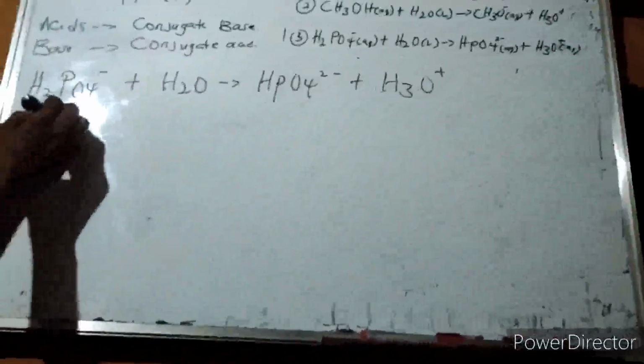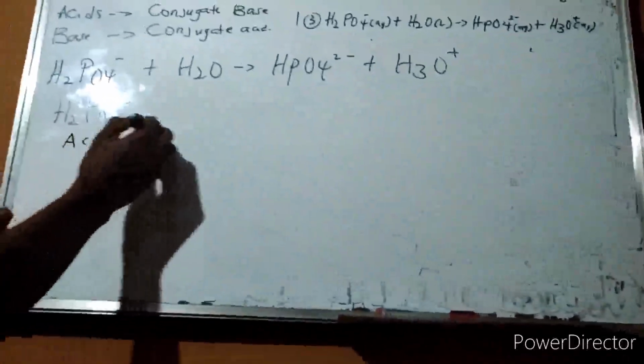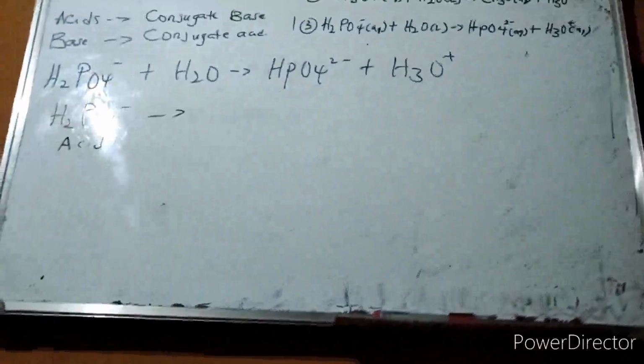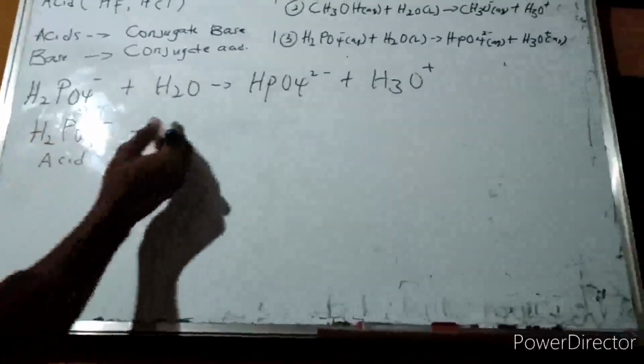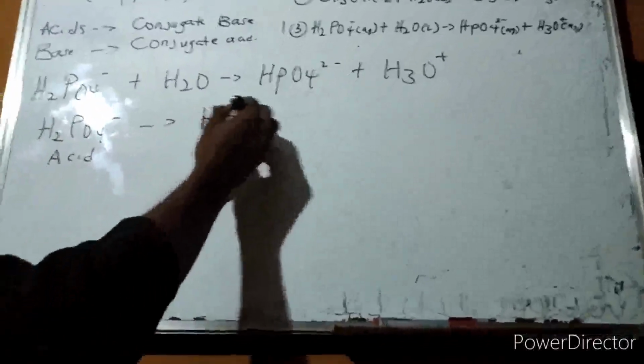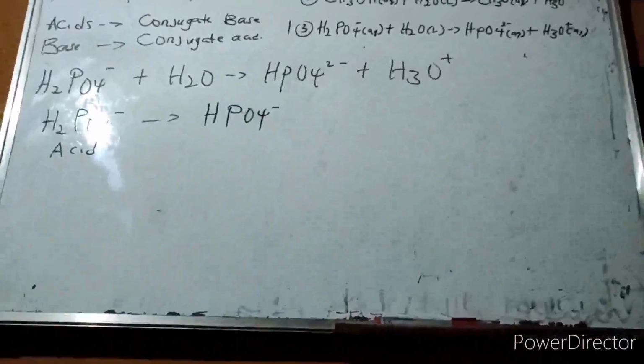Now, this is H2PO4 minus. That is the acid. Now, let's take a look at the conjugate base that is going to be given to us. Following that same rule, remove one hydrogen atom. You now have HPO4 minus. Then after that, you add a negative sign. You are adding a negative sign.